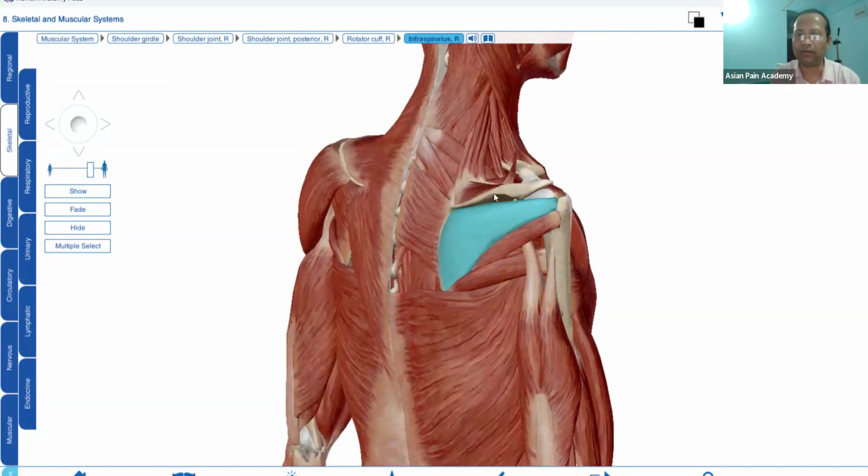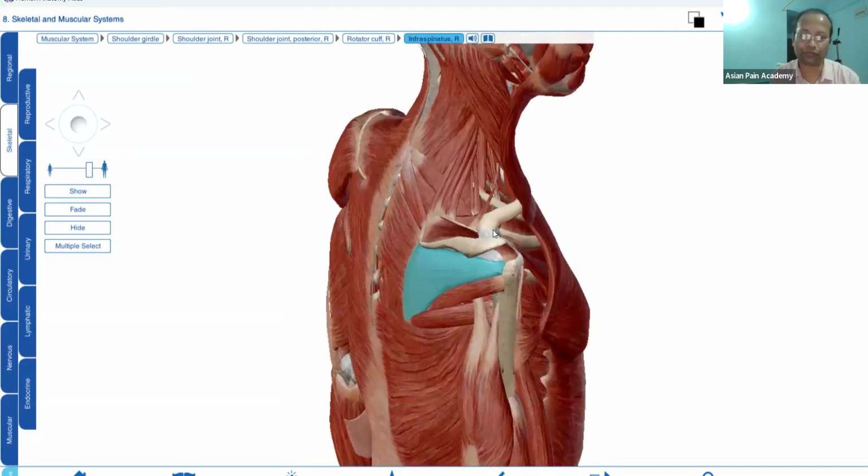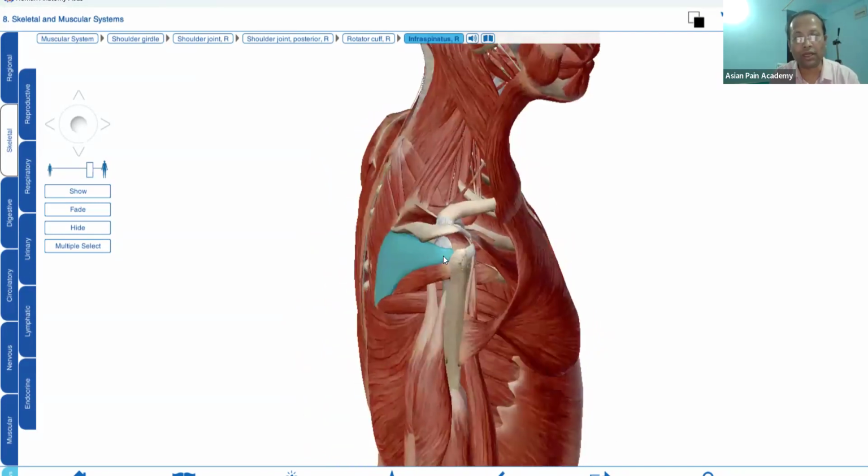Okay, this is the spine of the scapula. So inferior to the spine of the scapula, here we are getting the infraspinatus muscle, and this is also coming and attaching to the greater tuberosity of the humerus. So supraspinatus and infraspinatus.